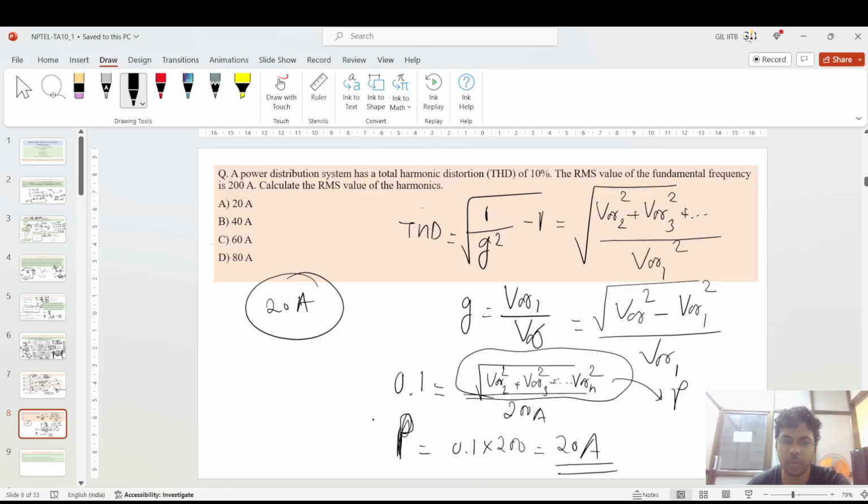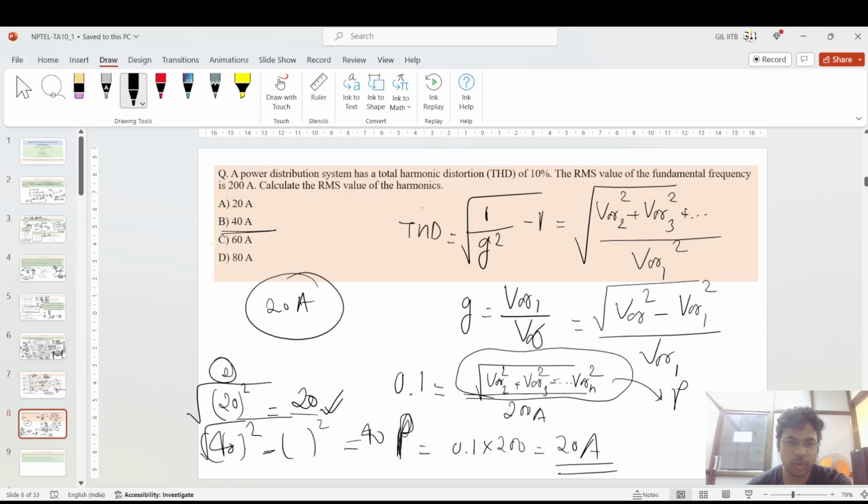Okay, so how will you get this p? You have to think about which harmonics are actually prominent. Suppose I am having only the second harmonic component. Okay, that's fine. If the second harmonic component is 20, it means the root of 20 square can be 20. Okay, it can be one of the answers. So suppose the RMS component of harmonics is 40. 40 means it has to be 40 square. So 40 square minus a certain component, then you can get this 40. Okay, are you getting my point?